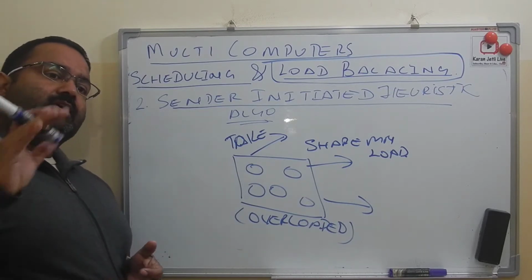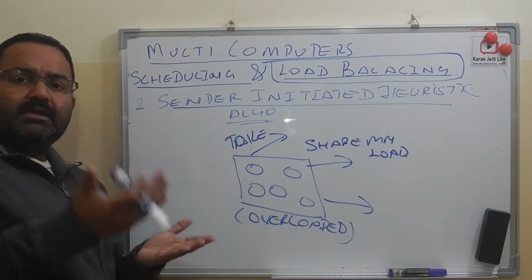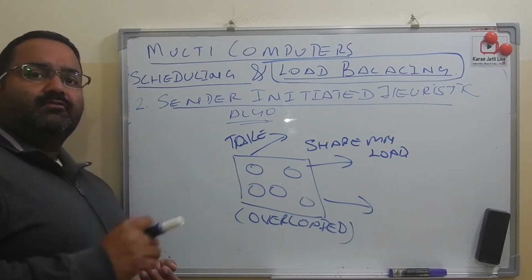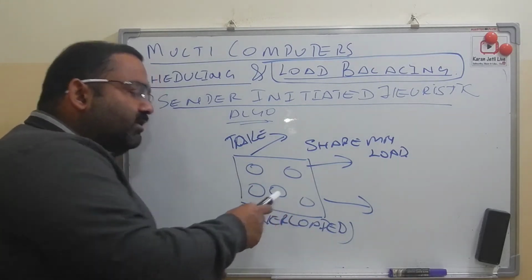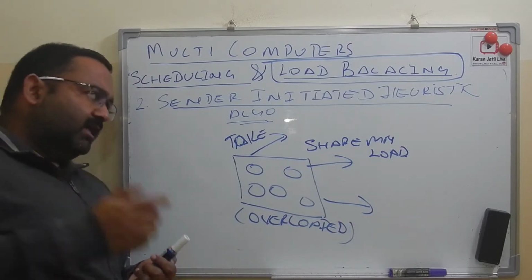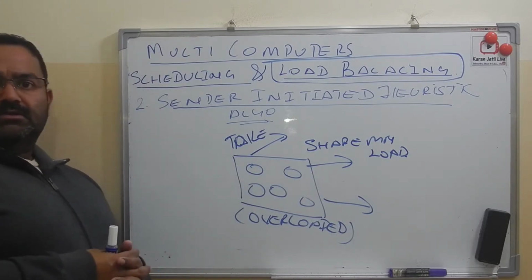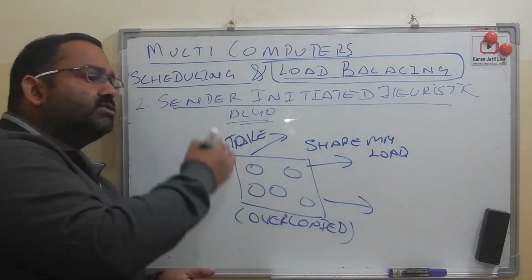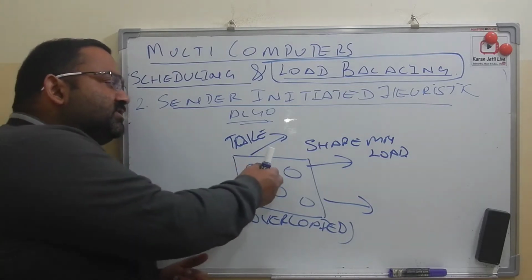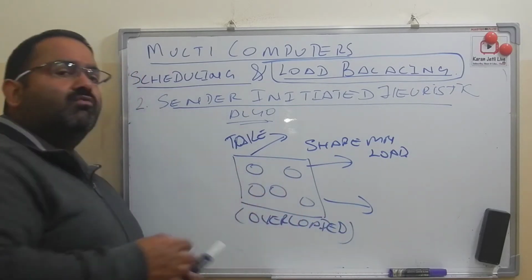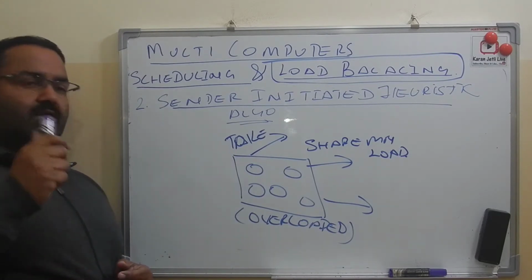Now if that node is free, it will take the processes from this overloaded node and both can be balanced. If that node is not free, then again after some random amount of time, this node will pick some other random node and again request it to take some load from this node. So this thing is called the sender initiated heuristic algo.